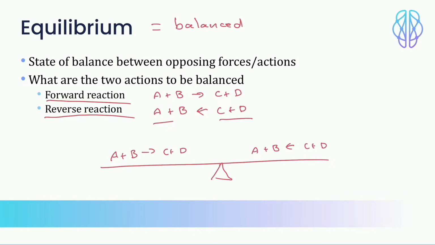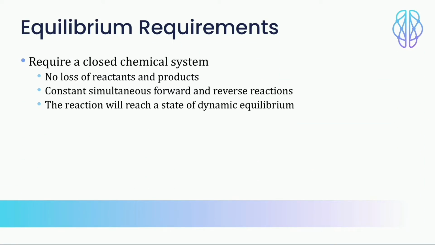We're balancing the reaction rate. So we're trying to get to a point where our reactants and our products are made at the same rate. But what are some of the requirements we need for equilibrium to happen?